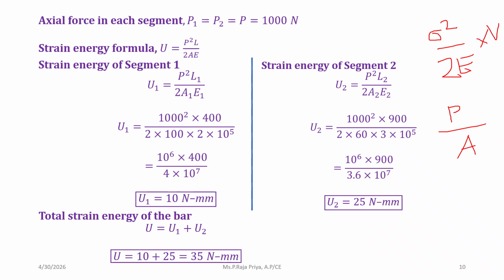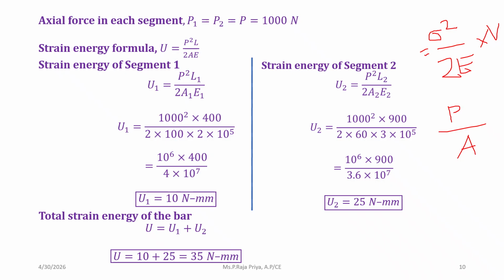Instead of volume, you can write A into L. So here you will have one A, and in the denominator you will have A square. One A will get cancelled, and it will be P square L by 2AE. So this formula is derived from sigma square by 2E into V. Strain energy is calculated for each segment separately, and then both the strain energies are added together to find the total strain energy of the bar.